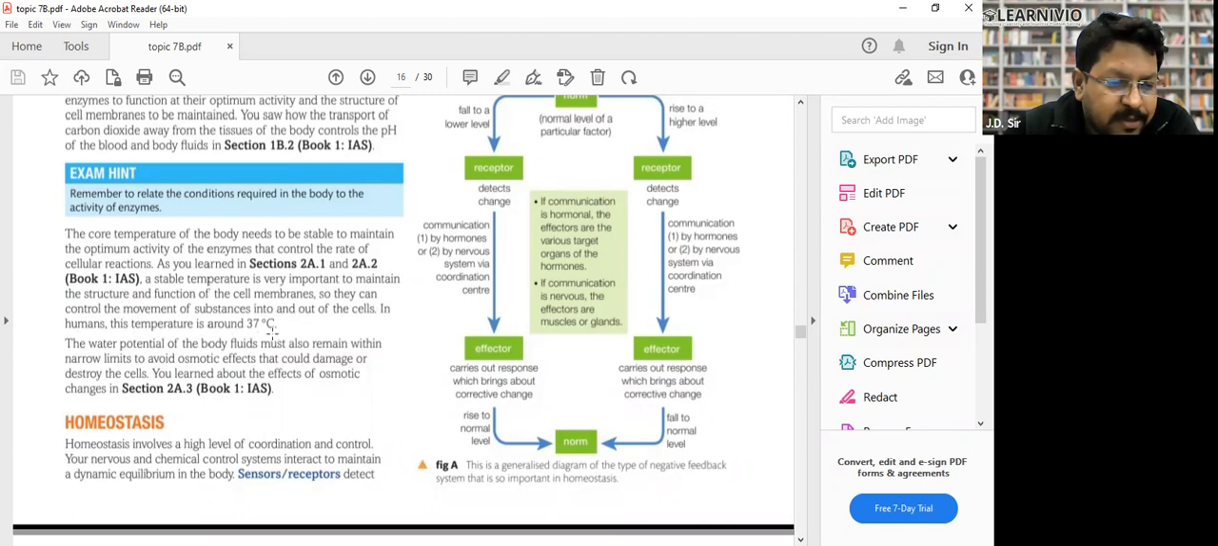In humans, the temperature is around 37 degrees centigrade. The water potential of the body fluid must remain within a narrow limit to avoid the osmotic effect that could damage or destroy the cells. You learned about the effect of osmotic changes.